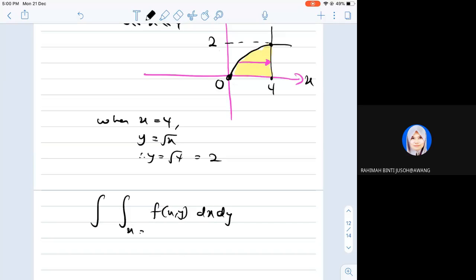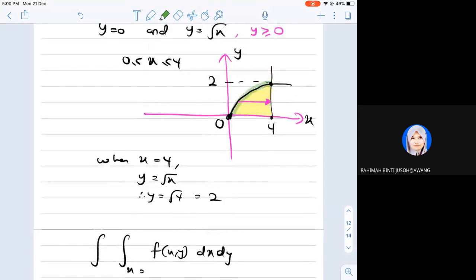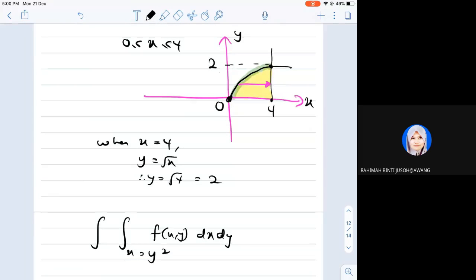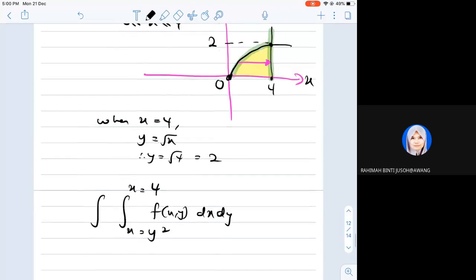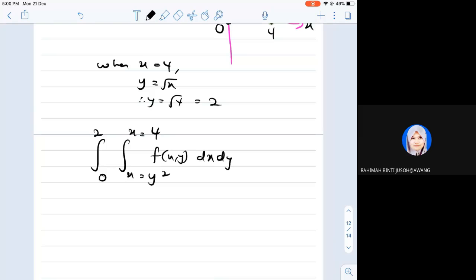So x from the left. What's the equation of the left line? Y equals to square root of x, so x equals to y squared. Until x equals to, what's the right line? Yes, 4. So x equals to 4. Next, y from 0 until 2, just the coordinates. Understand, guys? Reverse order?